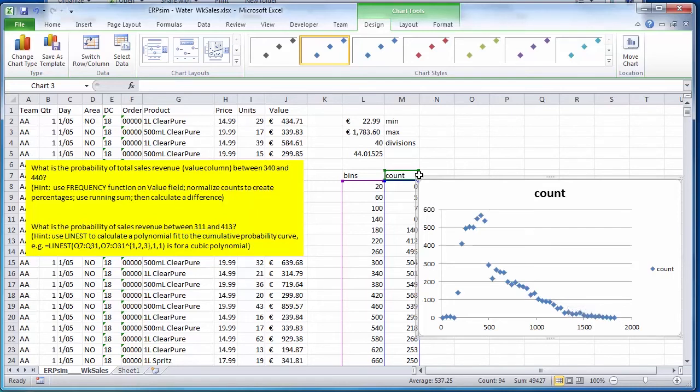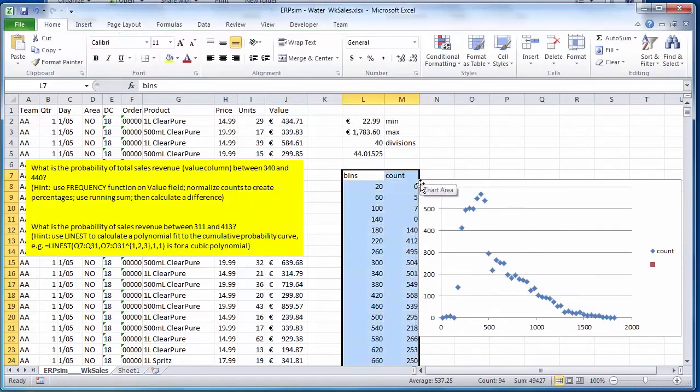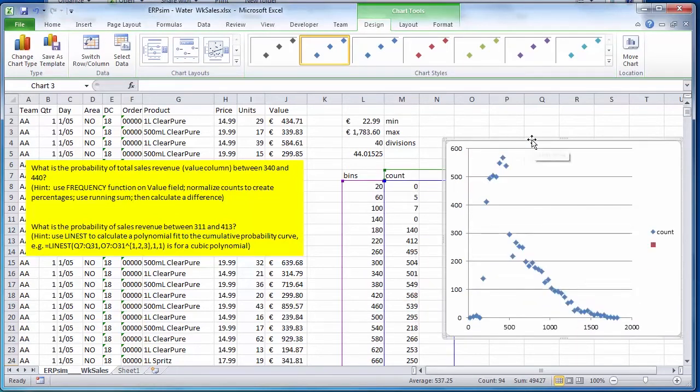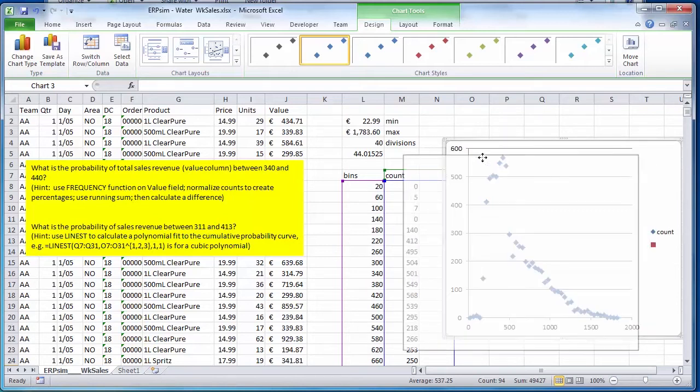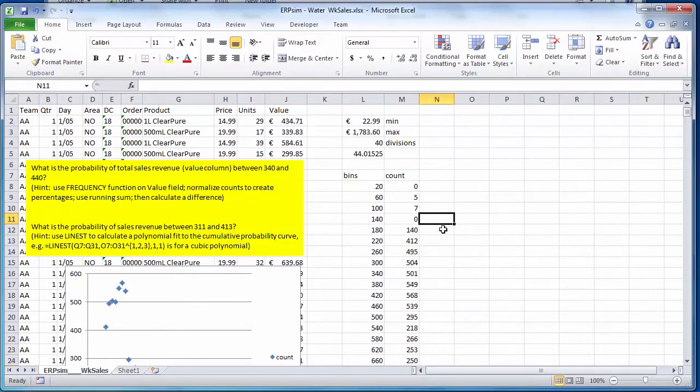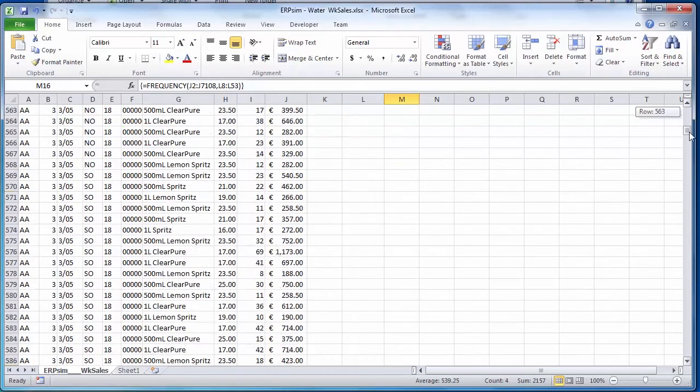So how do I answer this question about what's the probability of sales revenue between two numbers? Scooch this down here. Well, let's say it's between, I say 340 and 440. I don't have 440 here. So let's say 460. I want the probability between of these numbers occurring. Well, to get a probability, I have to associate these with percentages.